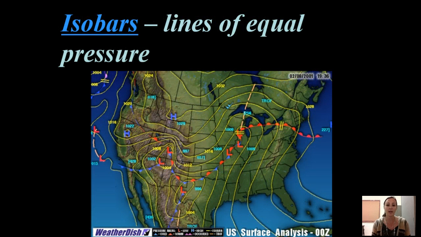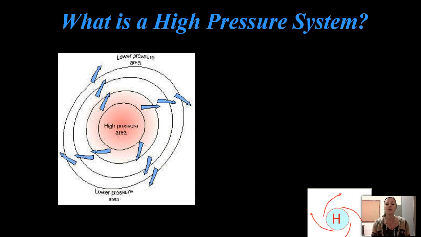We mentioned in our wind video that isobars measure lines of equal pressure, and we could see areas on maps where the lines are closer together. That would indicate a faster wind speed, and lines that are farther apart indicate a slower wind speed. These isobars also show patterns of wind and movement around a low pressure or a high pressure center, and we call those pressure systems. So let's take a look at a high pressure system.